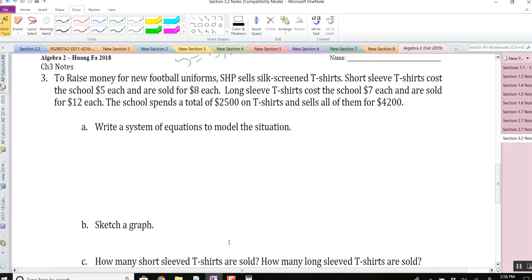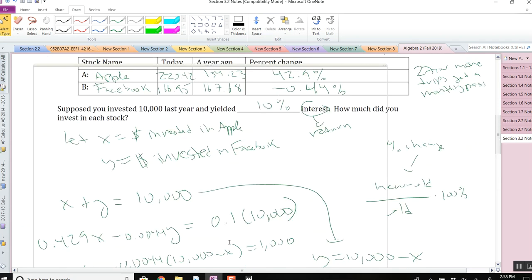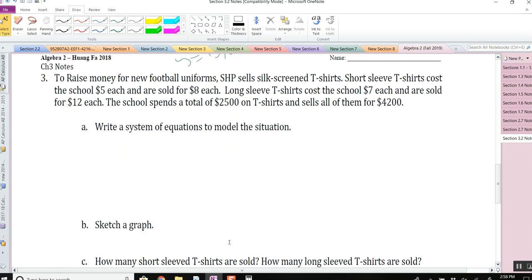Now let's look at one that's a little more typical. I thought this was more interesting, just we had to do a little more research there. But for number 3, say you're selling 2 types of shirts, short sleeve shirts and long sleeve shirts. Short sleeve costs $5 and sold for $8 each. Long sleeve costs us $7 but sold for $12 each. We spent $2,500 and sell all for $4,200.